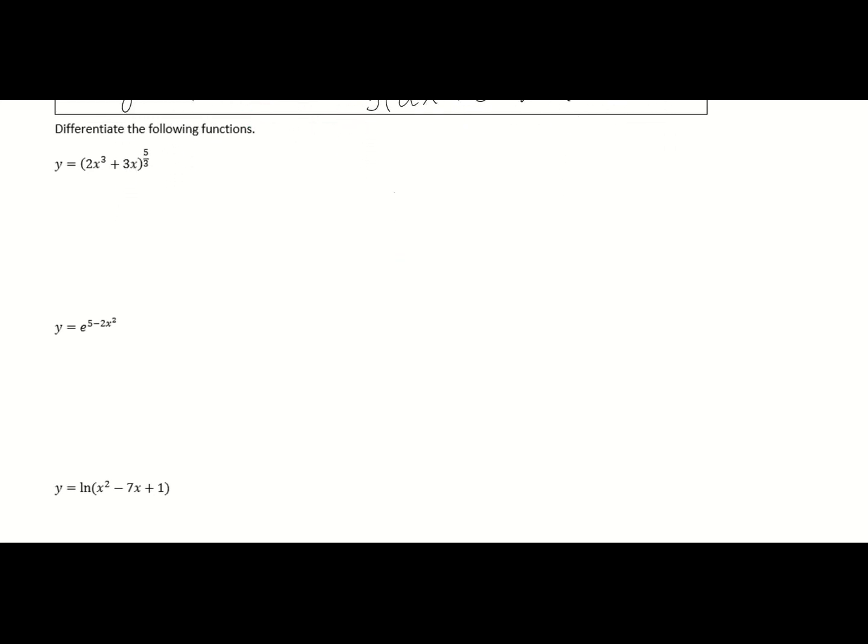Okay, so let's look at another one. What is my inside function here? My inside function is the power that e is raised to. So I have that the inside part is 5 minus 2x squared. And the exterior function is e to the x. So if I was to compose this, I would go inside of x right there.